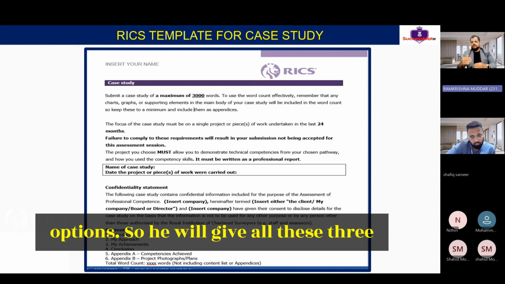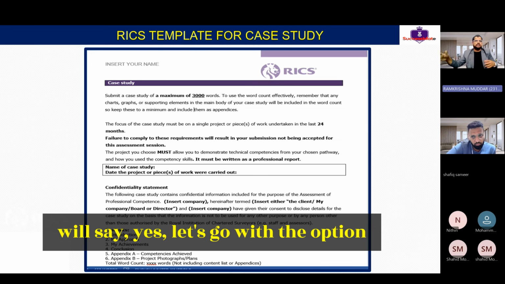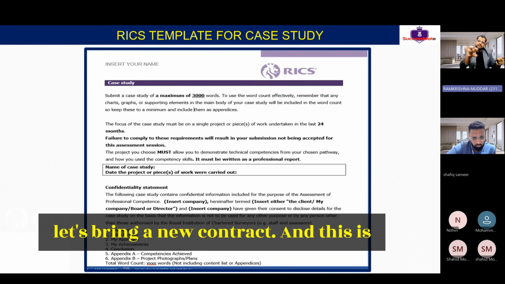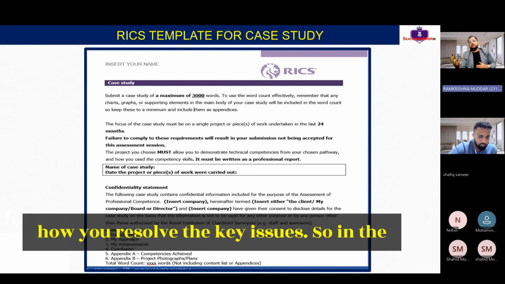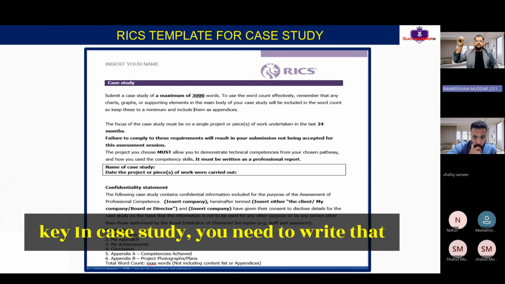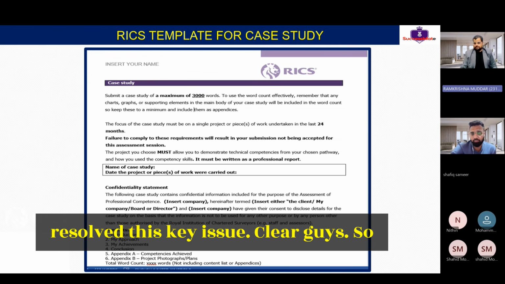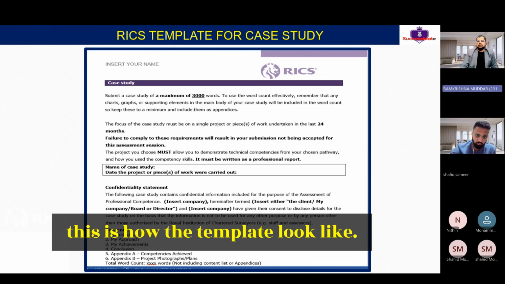So he will give all these three options to the management. Management will say, yes, let's go with option 3. Let's terminate his contract and bring a new contractor. And this is how you resolve the key issue. So in the case study, you need to write that there was a key issue and how you resolved this key issue. Clear, guys? So this is how the template looks like.